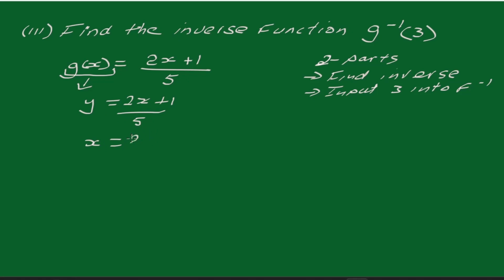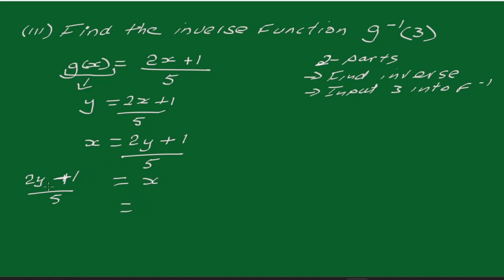So interchanging x and y, we get x equal to (2y plus 1) all over 5. Having done that, the next step is to make y the subject of the formula. As the subject of the formula is usually on the left-hand side of the equation, I'm going to just flip the equation so that y will be on the left-hand side. Remember, I'm just flipping the equation. Everything remains the same. The equation is the same equation, nothing changes.